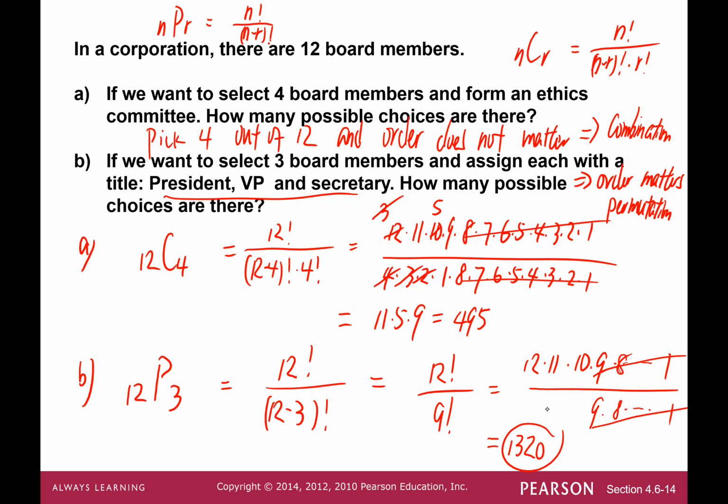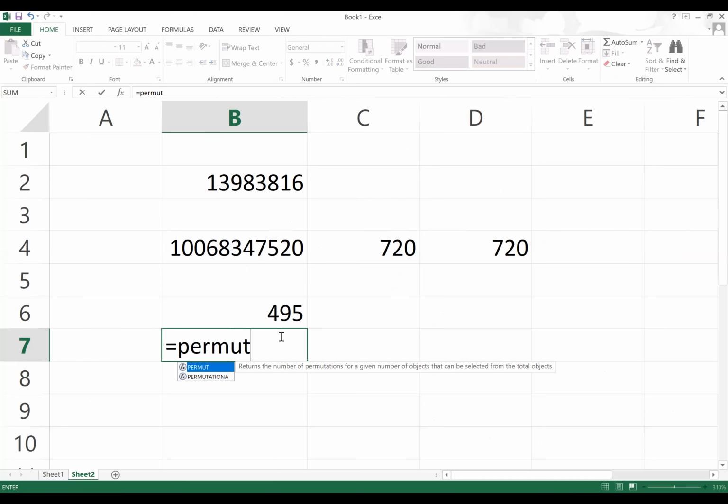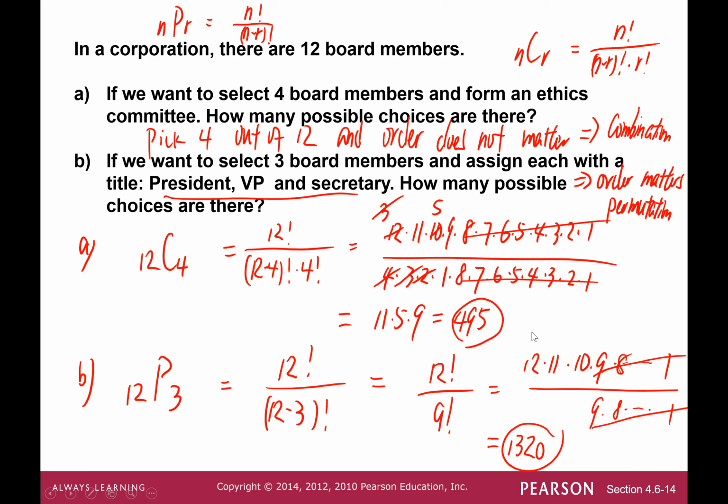Okay, and we can double check that quickly in Excel. So this is permutation, PERMUT. And we're putting 12 and picking 3. Right. Picking 3 members out of 12, order matters. Yeah. So 1320. Yep, so we double checked the answer in Excel. They're both good. And that's how you distinguish permutation from combination.